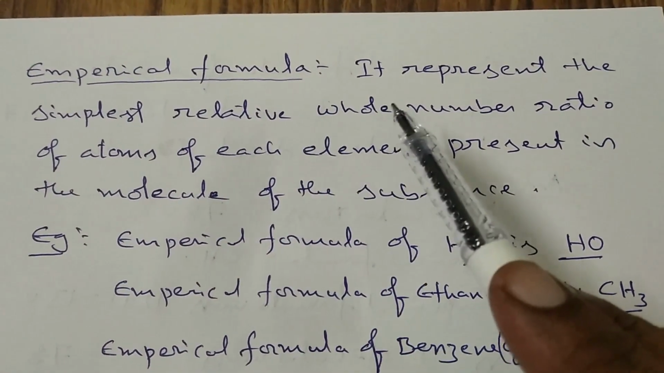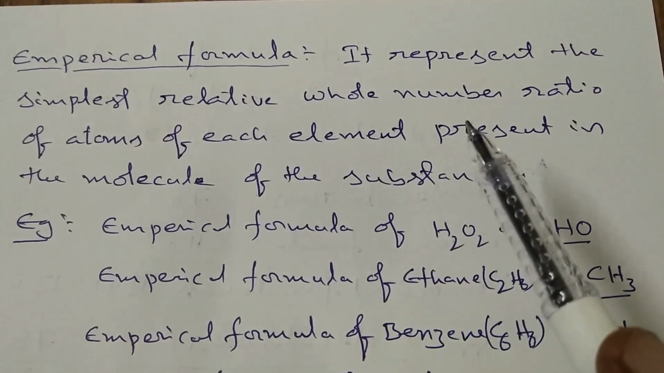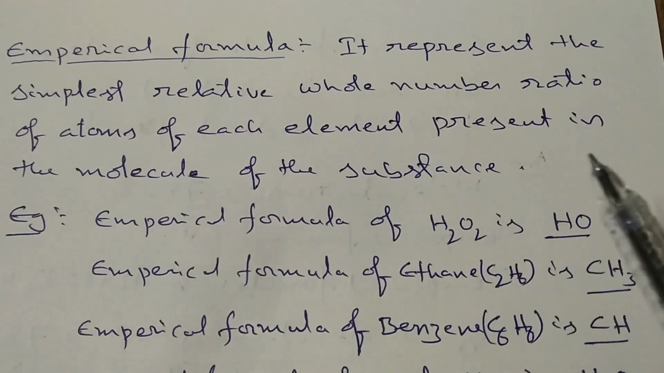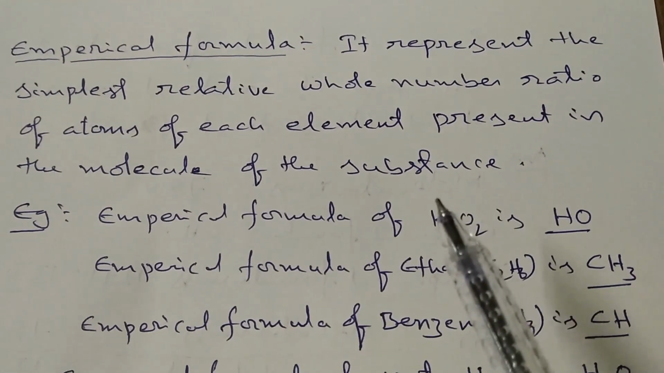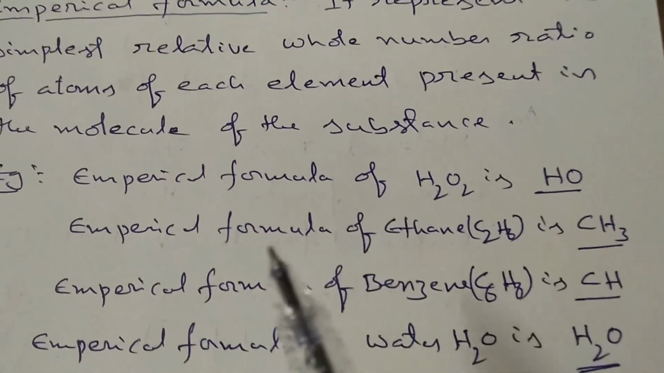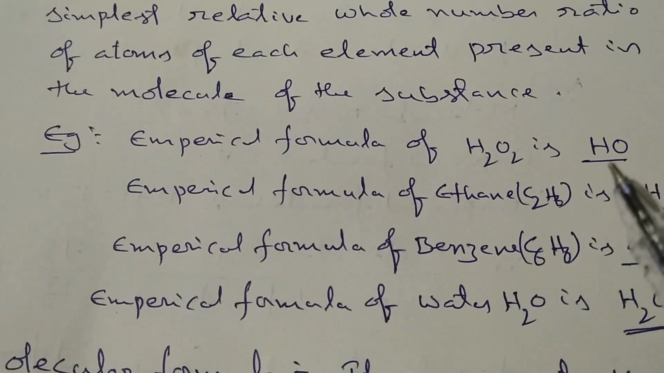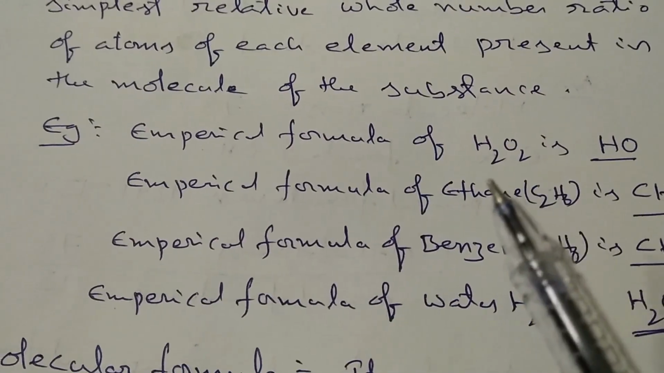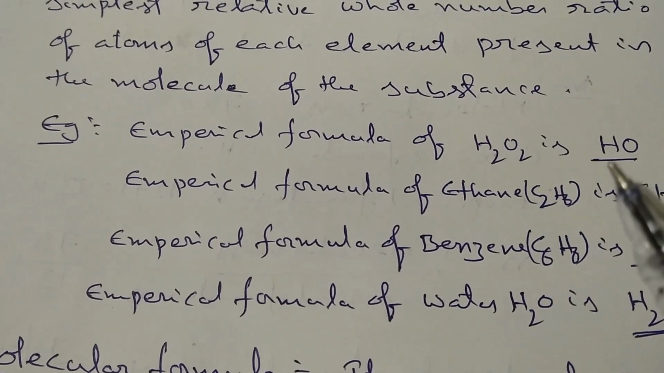Empirical formula represents the simplest relative whole number ratio of atoms of each element present in the molecule of a substance. For example, the empirical formula of H2O2 is HO. That means the simplest ratio between H and O is 2:2, that is equal to 1:1. That means it is HO.